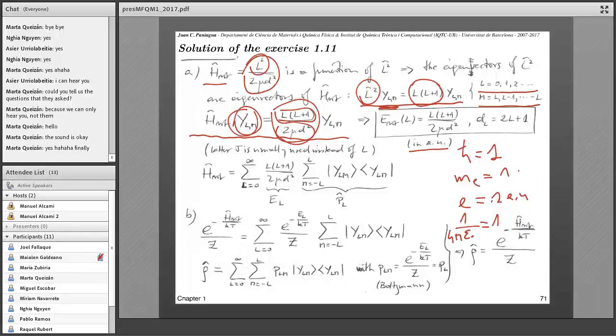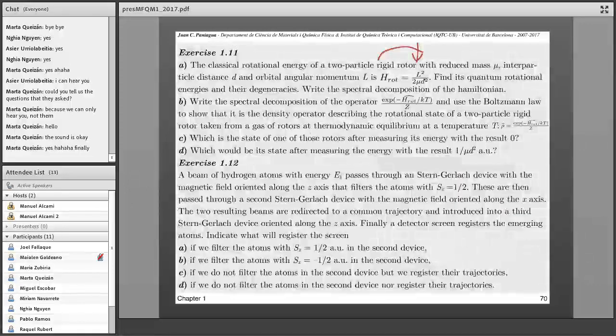Well, of course, there is the same type of degeneracy that was in L squared. Every eigenvalue has a degeneracy which is 2L plus 1, the number of values that M can take, and that's because the energy is independent of M. Well, second question, let's have a look.